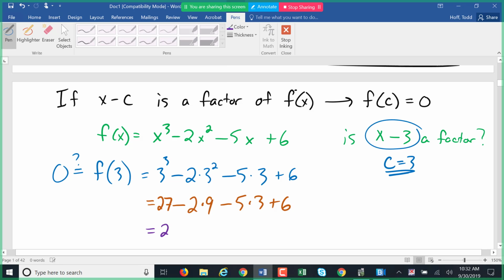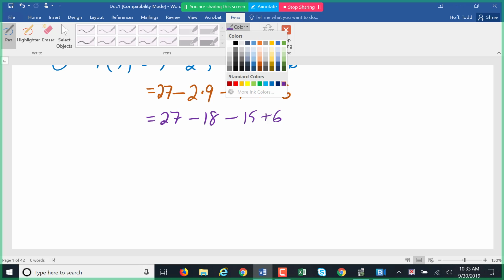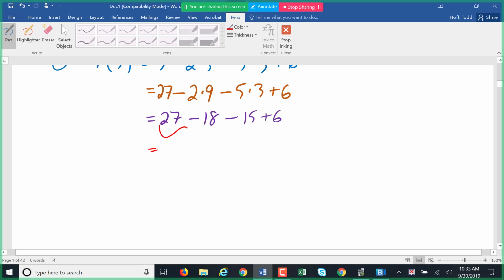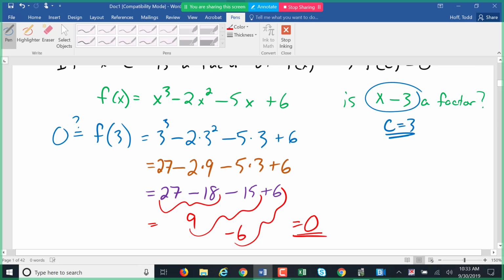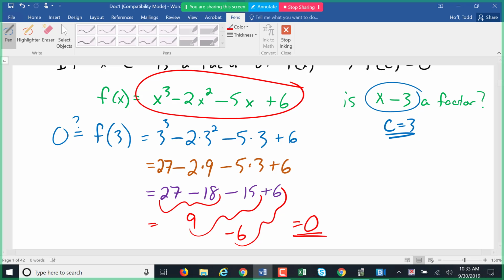So now we've got, do the multiplication. 2 times 9 is 18. 5 times 3 is 15. And now we'll go ahead and add and subtract straight across. 27 minus 18 is 9. Minus 15 is negative 6. Plus 6 equals 0. So that is a factor. X minus 3 is a factor of x to the third minus 2x squared minus 5x plus 6, because f of 3 equals 0.